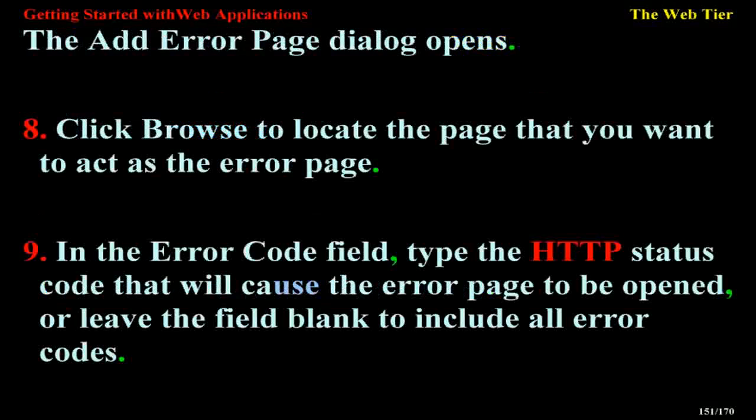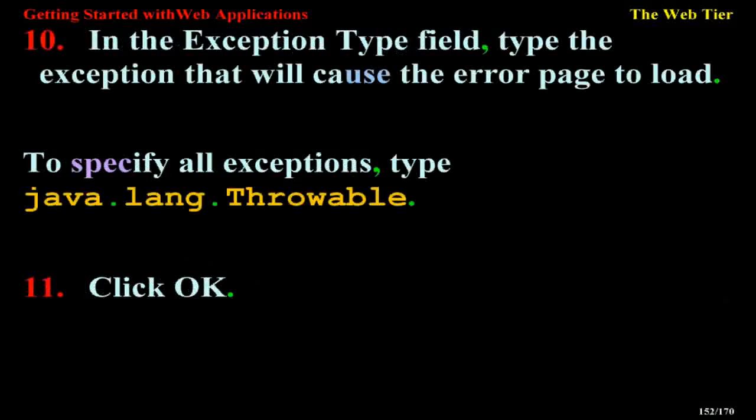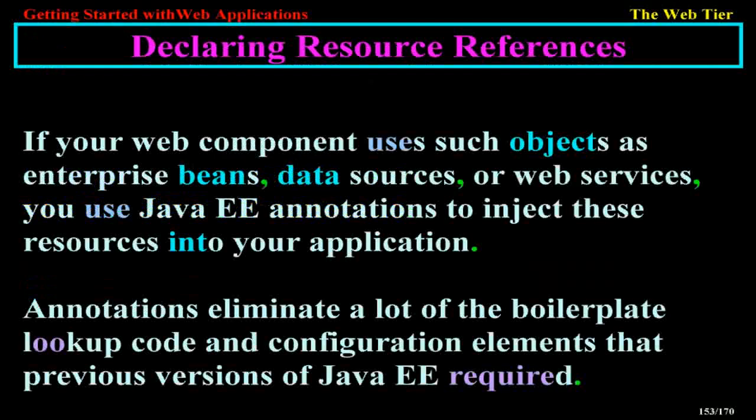In the error code field, type the HTTP status code that will cause the error page to be opened, or leave the field blank to include all error codes. In the exception type field, type the exception that will cause the error page to load. To specify all exceptions, type java.lang.Throwable. Click OK.